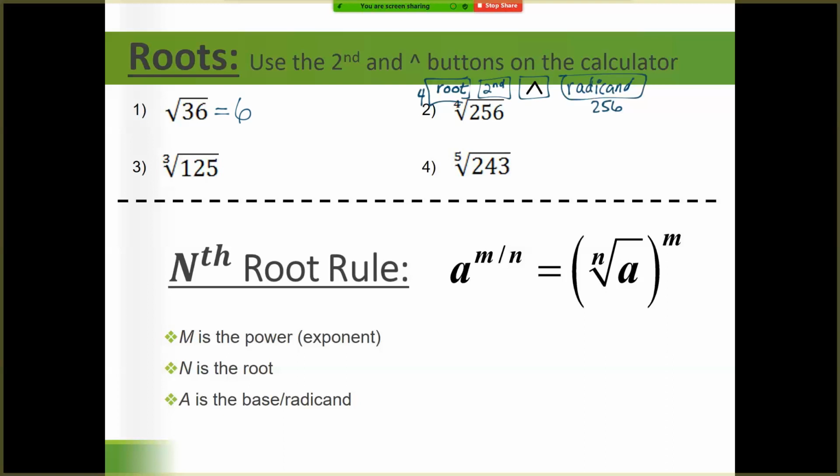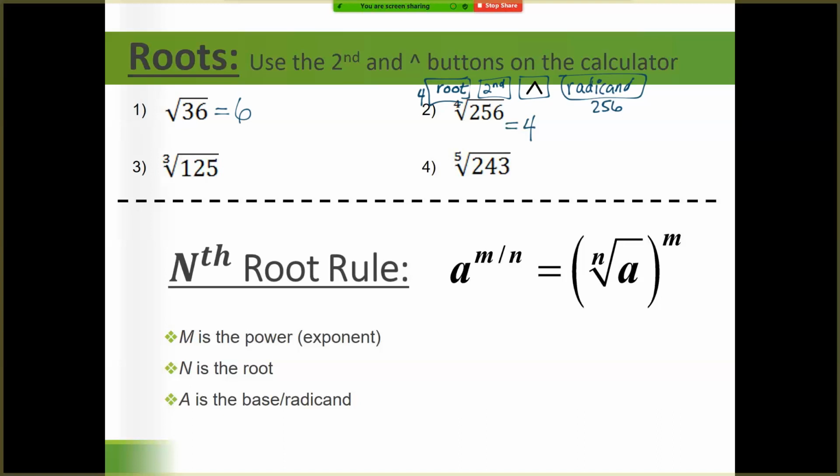Somebody type that in their calculator and tell me what you get. 4. You can double check yourself. Is 4 times 4 times 4 times 4, 256. So you can check your answer by multiplying whatever number you get by itself the number of times of the root. So 4 times 4 times 4 times 4 should give you 256.